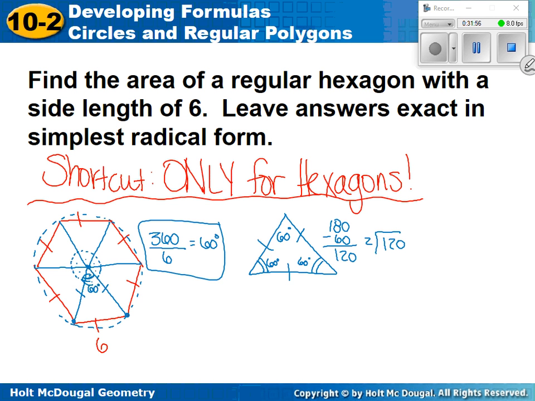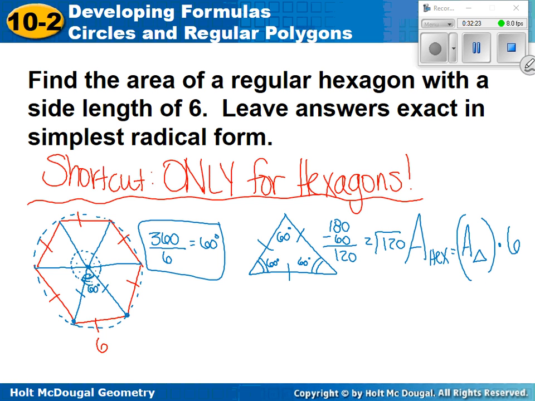6. So what you can do is find the area of one of your equilateral triangles using your new easy formula and then multiply that by 6. And that's the shortcut. That's the easy way to find the area for a hexagon. So the area of your hexagon will equal the area of a triangle times 6.